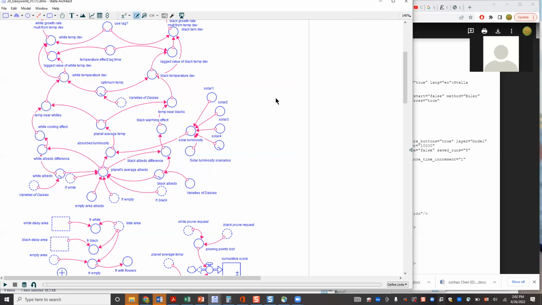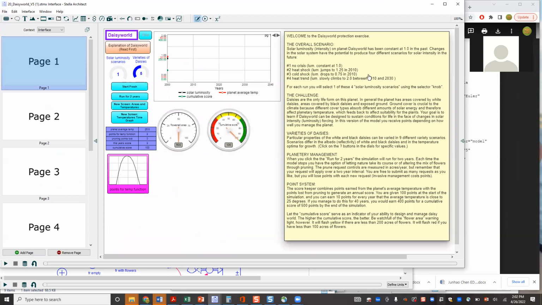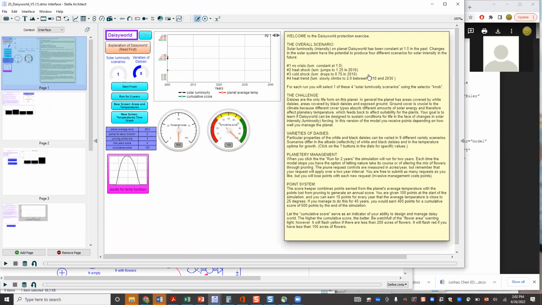So I want to click on something that if you clicked on before wouldn't have done anything, this little guy here which says open interface window. So click on that open interface window for a second. Normally, with all the models you built, if you clicked on that, there'd be nothing there because you haven't developed an interface for it yet. So this is just a really simple interface that was built for this model.